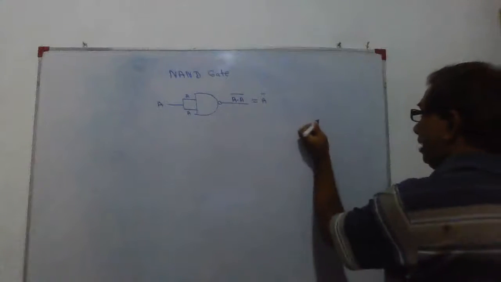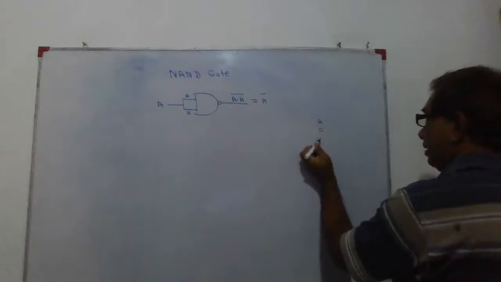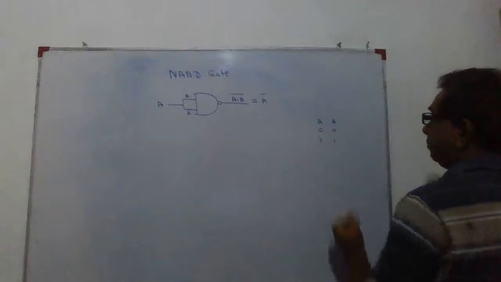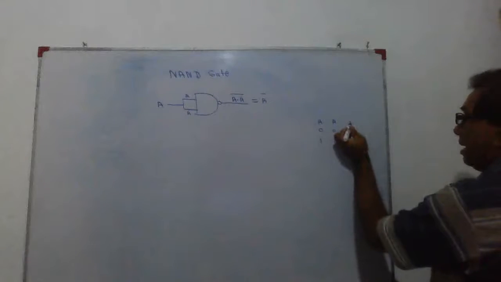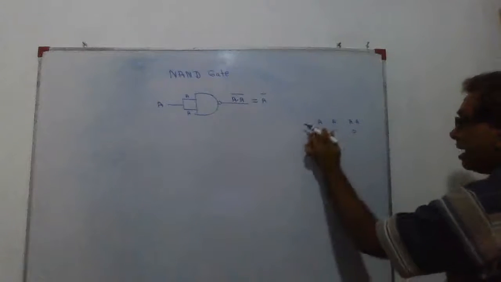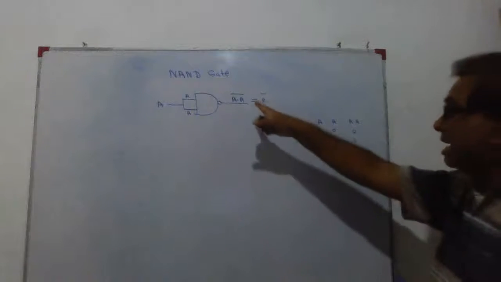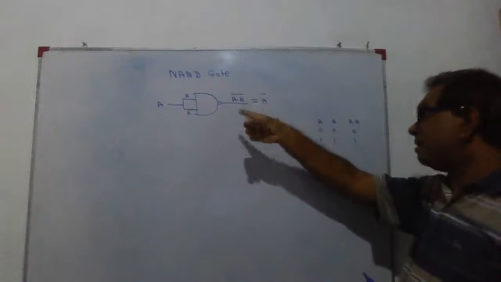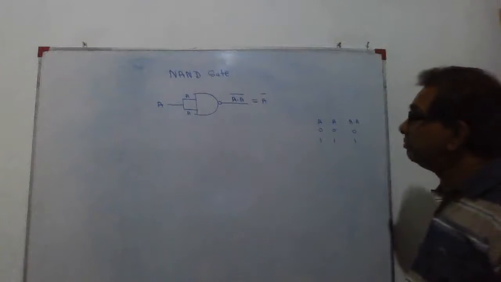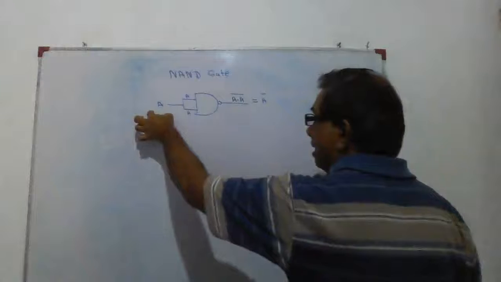If you take A as 0 or 1, and again another A as 0 or 1, what may happen? A and A, 0 into 0. A and A means A. 1 into 1, 1. A and A means A. So A and A bar means the opposite of that. So it is equal to A bar. Output of NOT gate: if you input A, you get A bar.